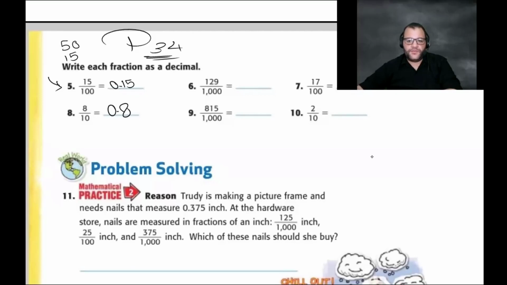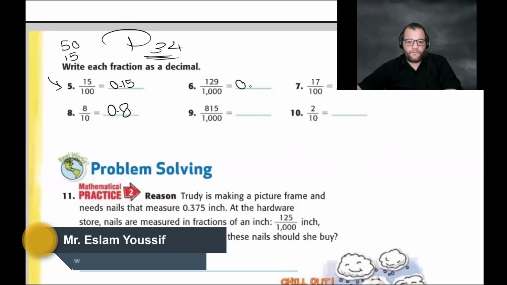Muhammad Amir is not responsive. Okay. Jed, can you solve question number 6? 0.0129. 0.0129 this way?